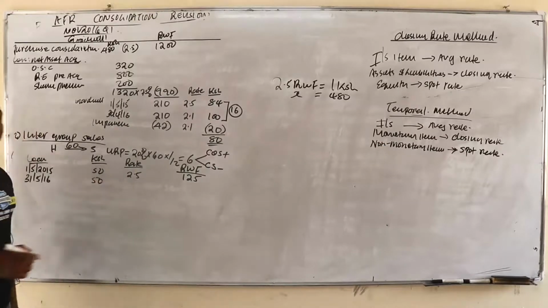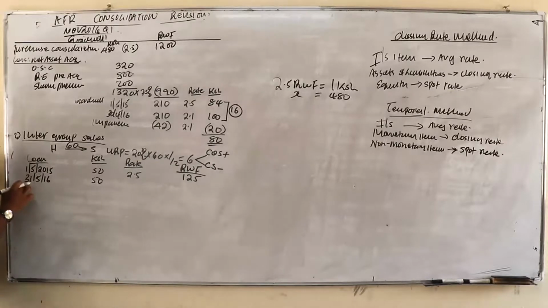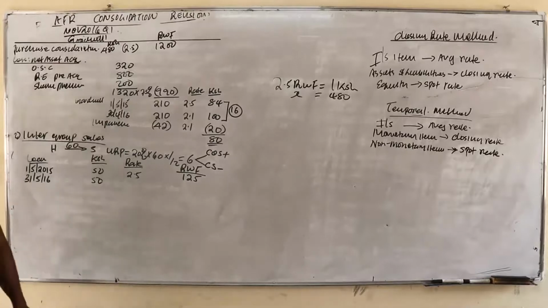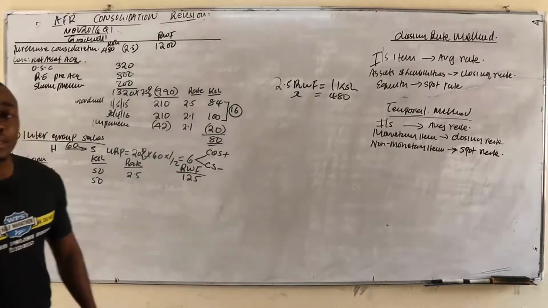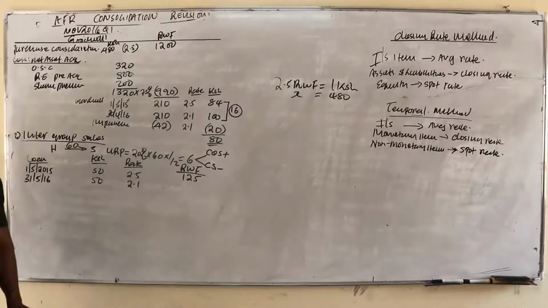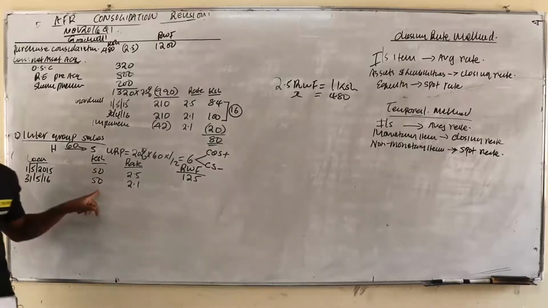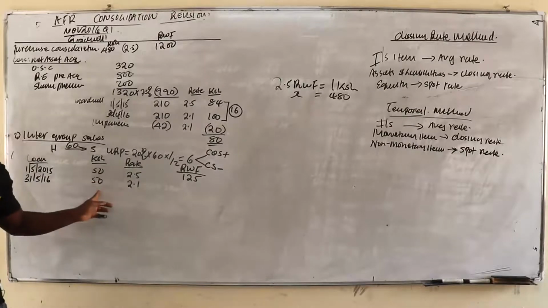But in this case, we have to translate. Are you together? Because you're operating in Rwandese franc. How much was the rate as at that 1st May 2016? Go to number 8. That was 2.1. So in Rwandese franc, how much will you pay to satisfy the debt of 50 in Rwandese franc?